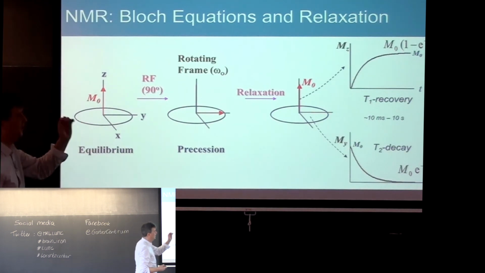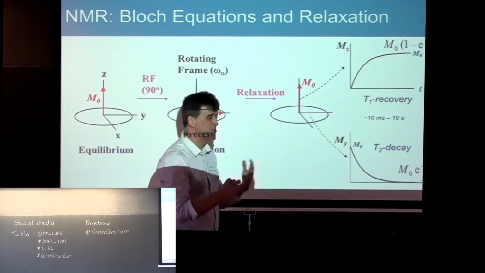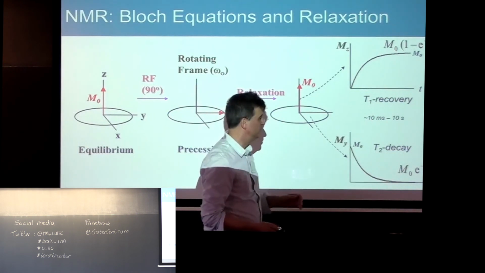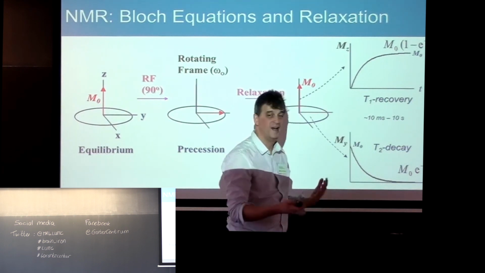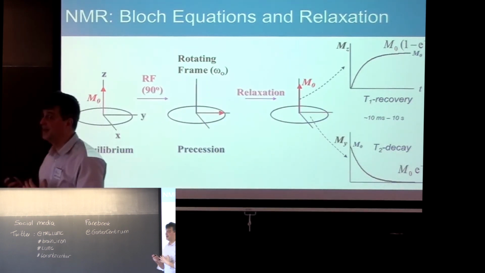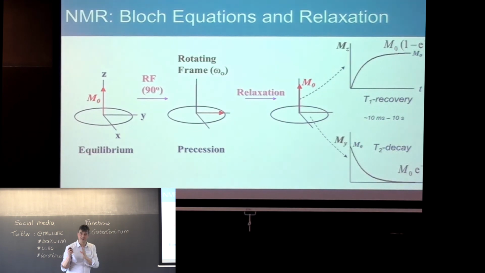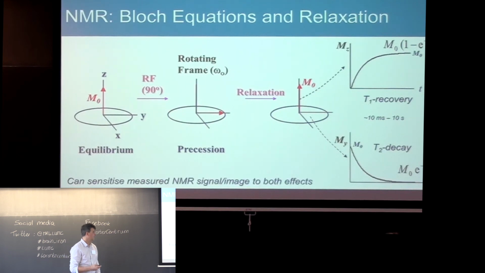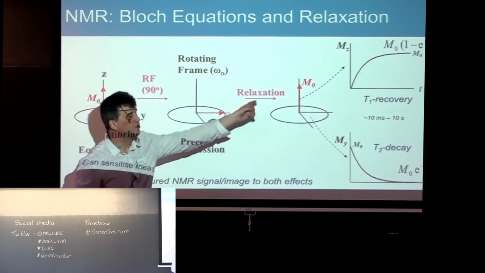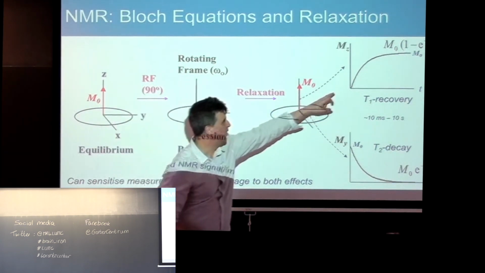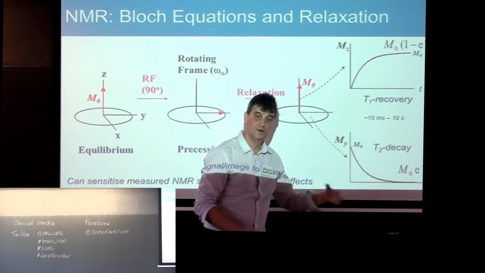The characteristic timescales when we're thinking about water in biological systems for these processes are between 10 milliseconds and maybe 10 seconds. Those times are sensitive to lots of different things, and that's actually pretty good because it gives us sensitivity to NMR, which can be translated into MRI and give us contrast in images. So we can sensitize the measured NMR signal to reflect both of these effects. We can make the signal strength depend on this curve or on this curve or on both of them, in fact.